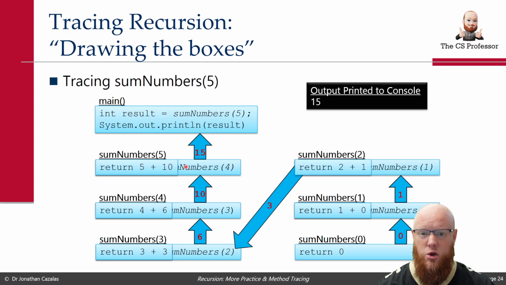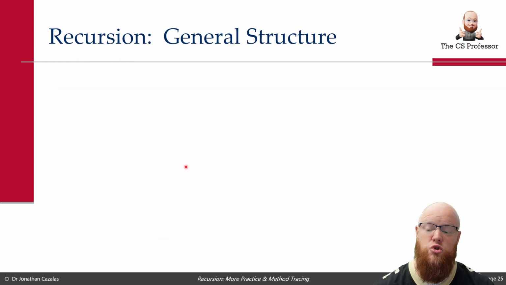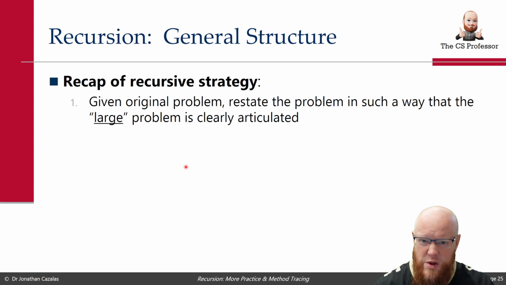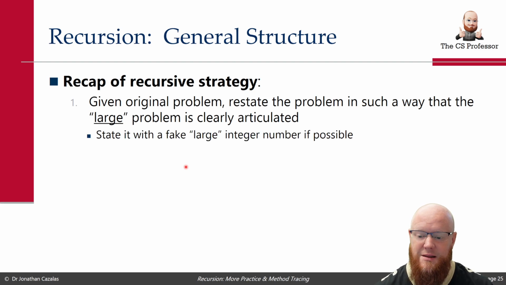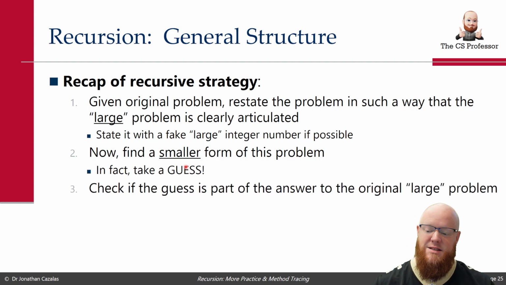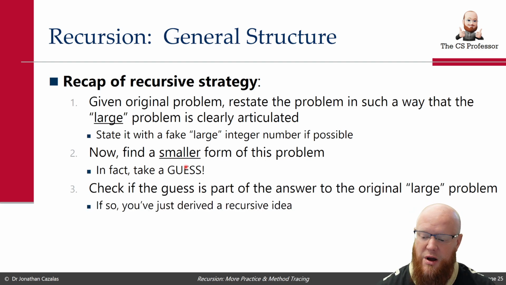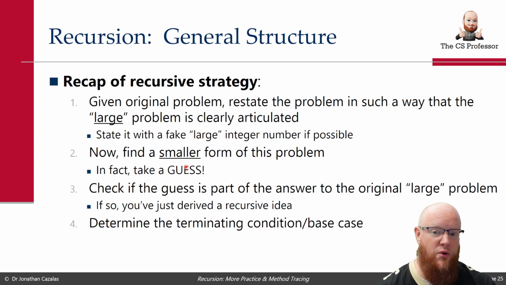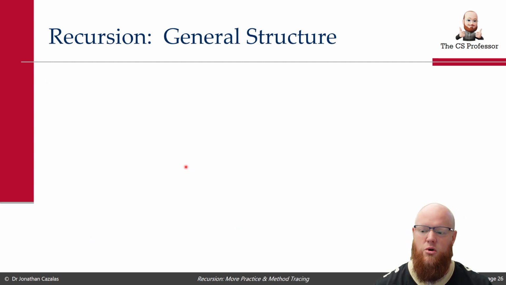Drawing the box is a hugely important skill to be able to trace through our recursion. What's the recap, again, of this recursive strategy? Given that original problem, restate it in such a way that some example large problem is clearly articulated. Just pick some fake large number. Step 2, find a smaller version of this problem. Take a guess. Step 3, check to see if that guess is part of the answer to the original large problem. If so, we have derived our recursive idea. Step 4, terminating condition. Step 5, code her up.